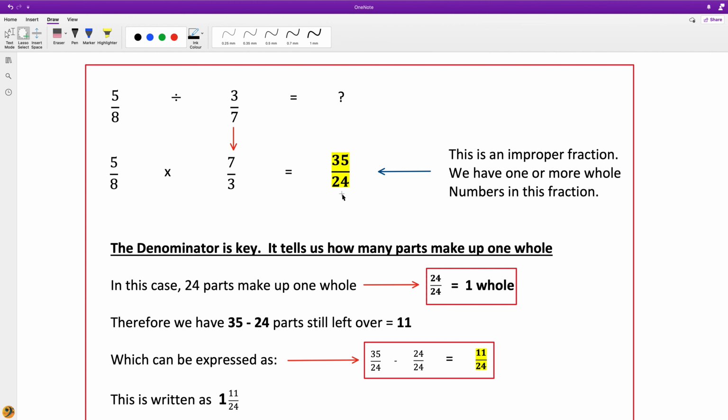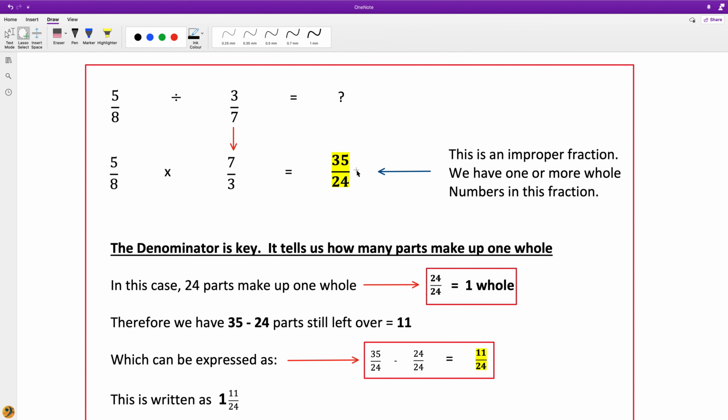Then we go ahead and multiply the numerators together. 5 times 7 gives 35, and 8 times 3 gives 24. Once again, our answer here is an improper fraction. It's highly likely that this question has said calculate or evaluate the following and express your answer in its simplest form or in its mixed number form. So we've figured out the improper fraction answer is 35 over 24.